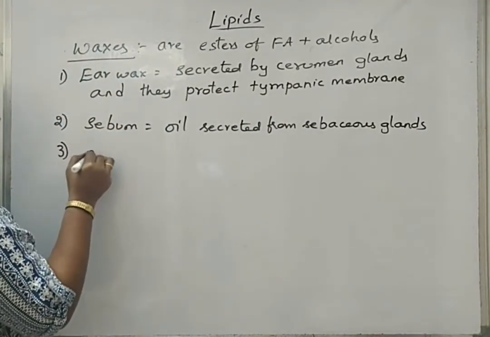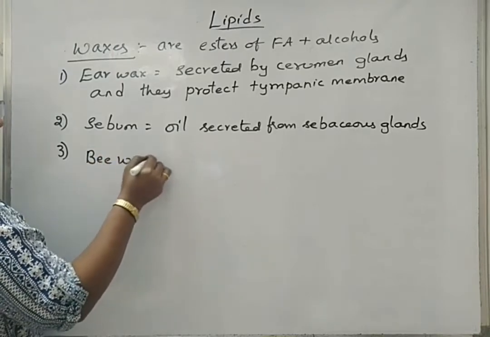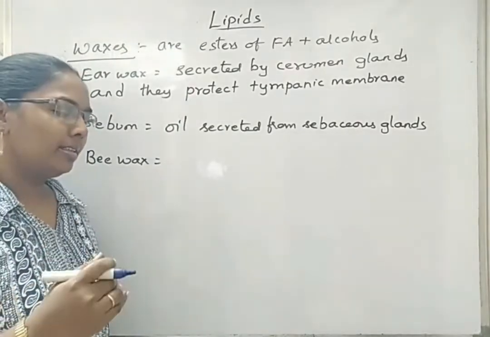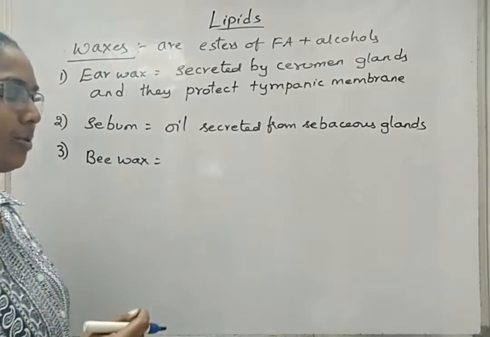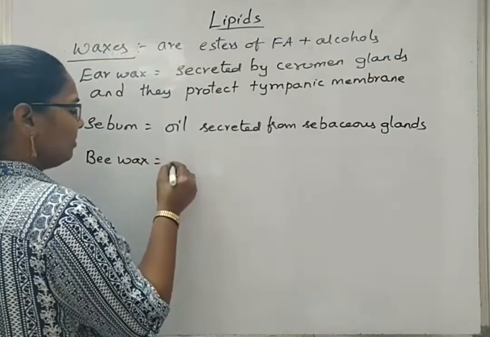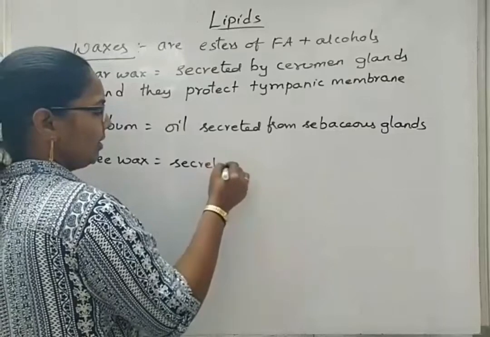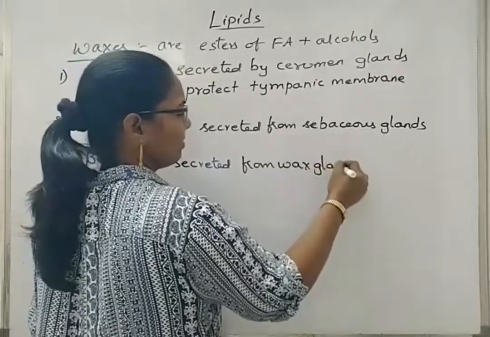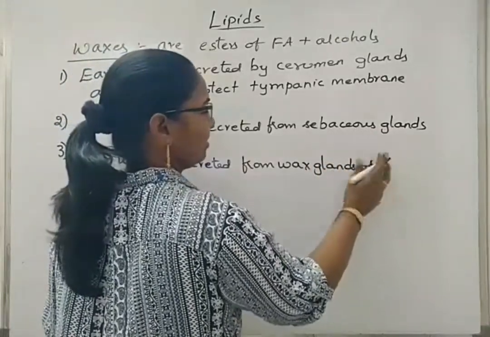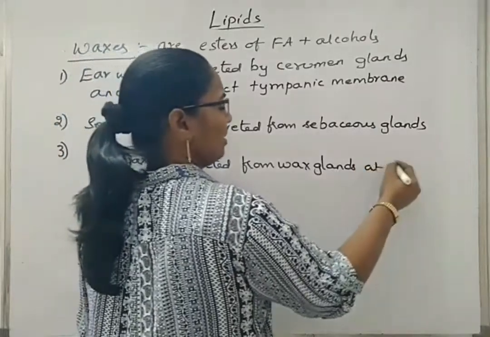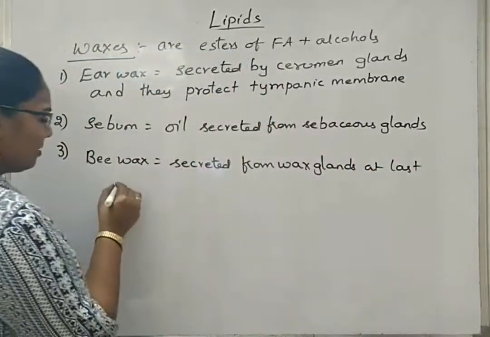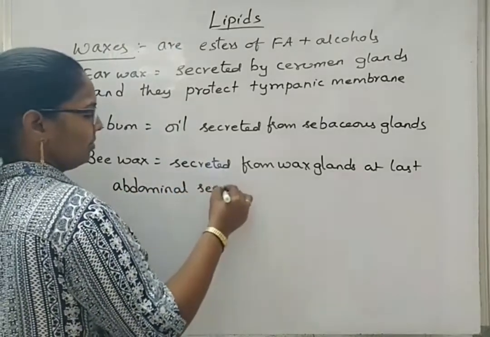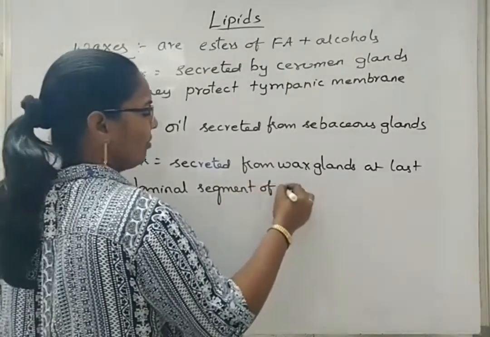Next, the third example we can take is bee wax. It is secreted by the wax glands that are located in the last abdominal segments of worker bees.